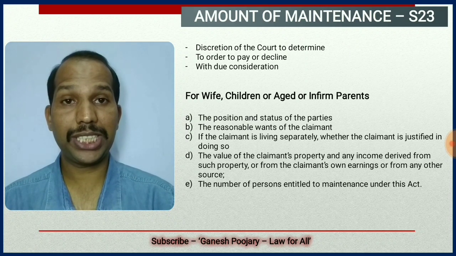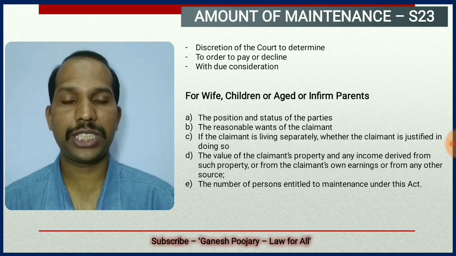Section number 23 discusses about amount of maintenance. We need to understand this particular section in 3 major parts. First being the right of the court, second being the maintenance of wives, children and parents, and last being the maintenance of dependents. Now, what is the right of the court?